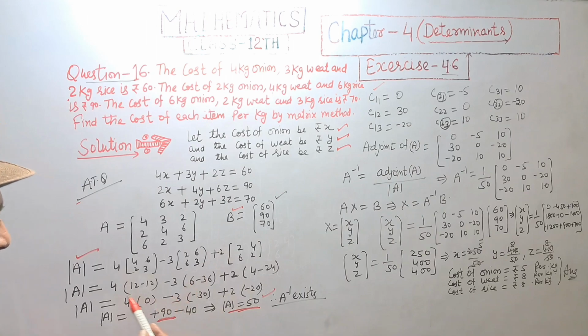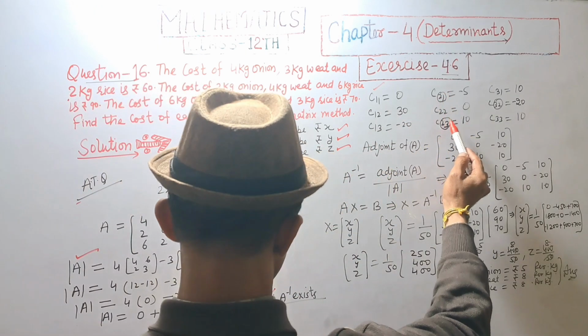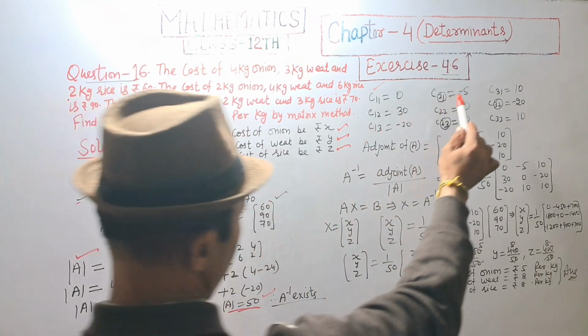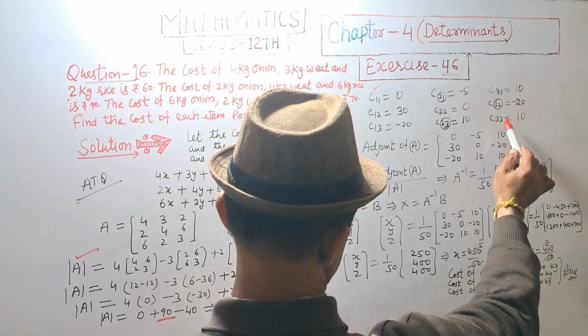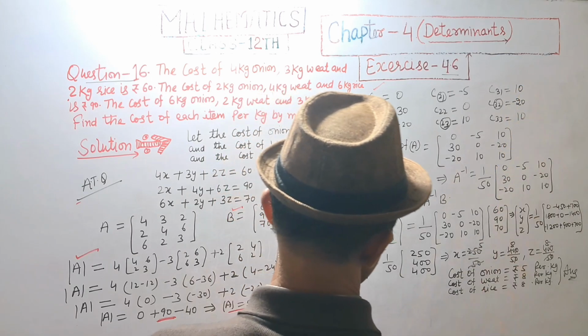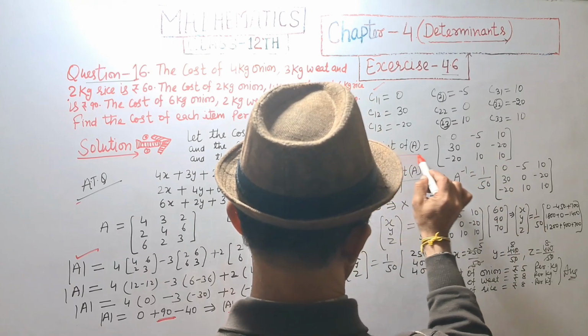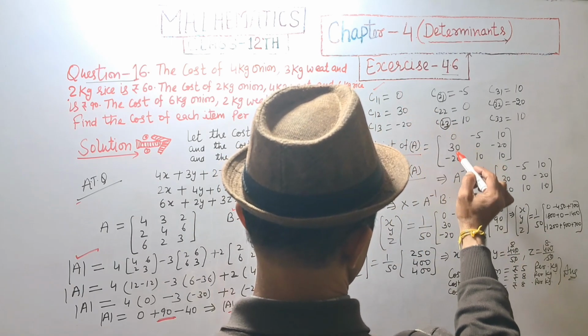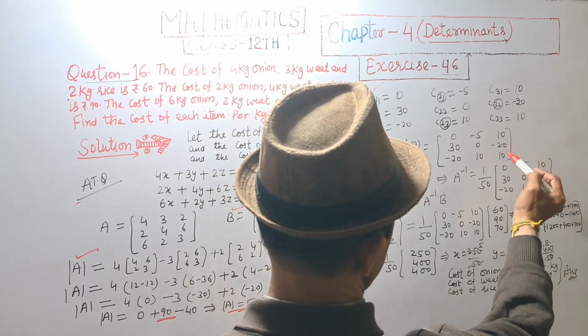C11, C12, C13 is equal to 0, 30, and minus 20. C21, C22, C23, similarly we find, is minus 5, 0, 10, and C31, C32, C33 is equal to 10, minus 20, and 10. So the adjoint of A is 0, 30, minus 20, minus 5, 0, 10, 10, minus 20, and 10.